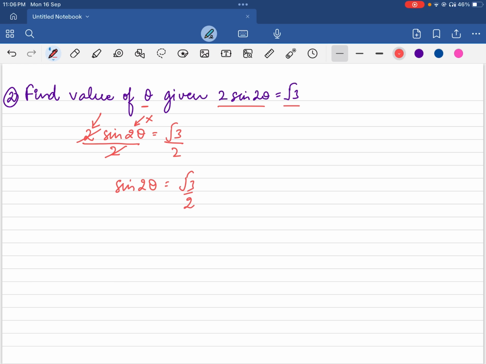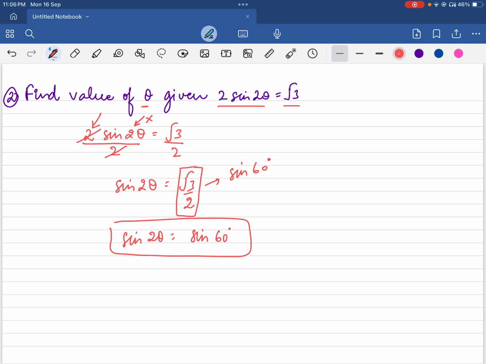Any guesses what we should do now? Since root 3 by 2 is the value of sine of 60 degrees, can I say that sine of 2 theta is equal to sine of 60 degrees? Now we'll take the inverse of both sides, or we can just compare: 2 theta would be equal to 60 degrees. So theta would be equal to 30 degrees.